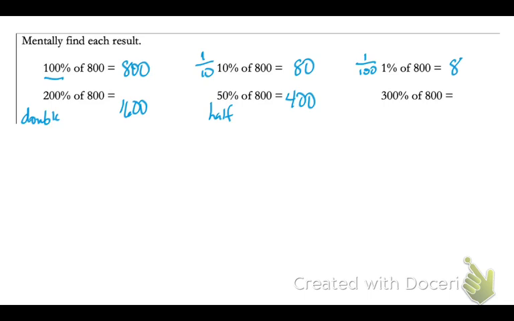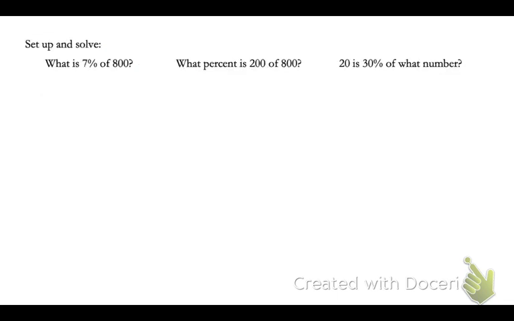300% of 800, I know you're thinking of it, that would be a triple amount. So we could take 800 times 3. So just a reminder that a lot of times percent, because we have worked with it so much in our lives, can be done mentally. You can also use your calculator and equations to help you solve percent problems, which is what we're going to practice now. Let's look at the first question we have.